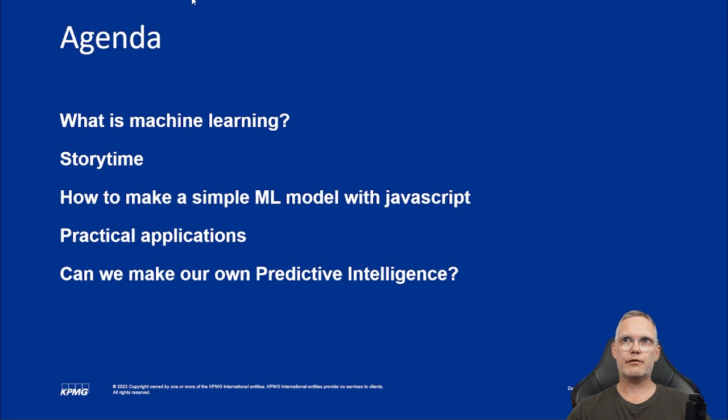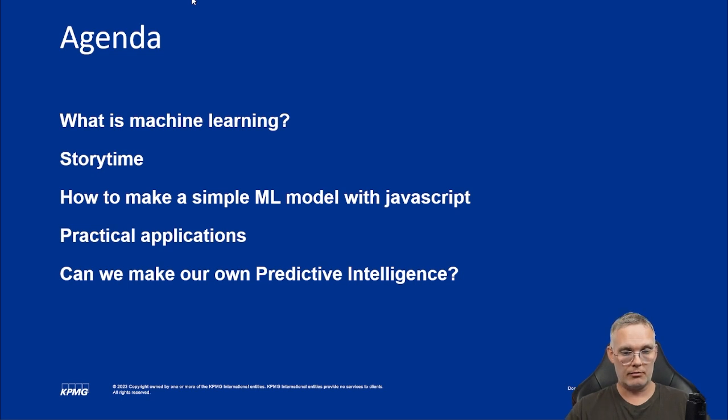So the agenda is first to talk a little bit about what machine learning is. There's a Storytime. It's a very cool story about the background of machine learning, and we'll show some code about how to make a simple machine learning model. We'll train it, and we'll use it in an application as well. It's going to be fun. And then see if we can use this to make predictive intelligence.